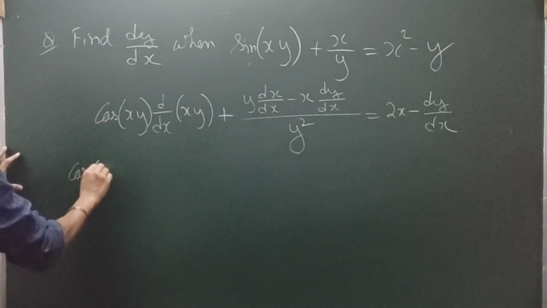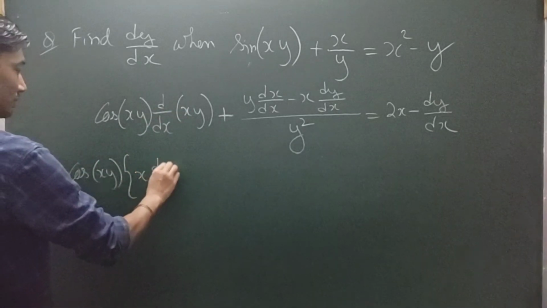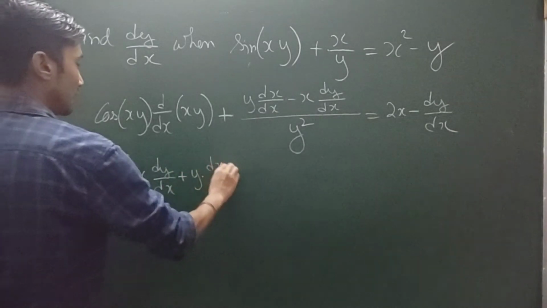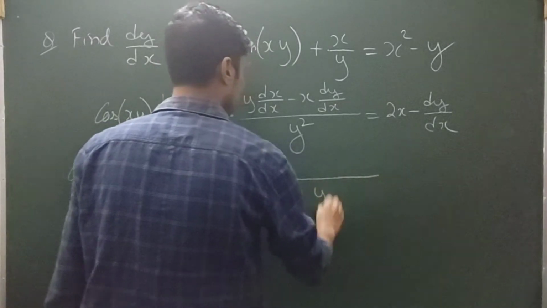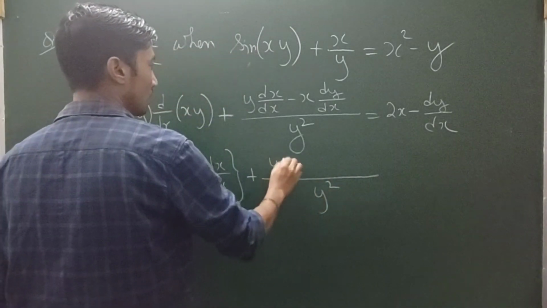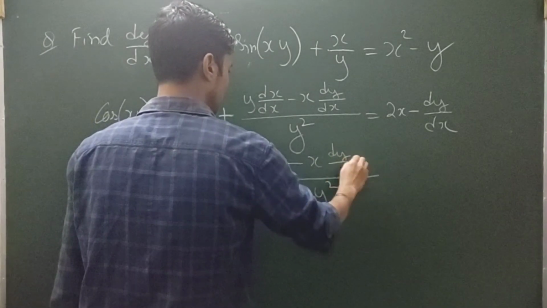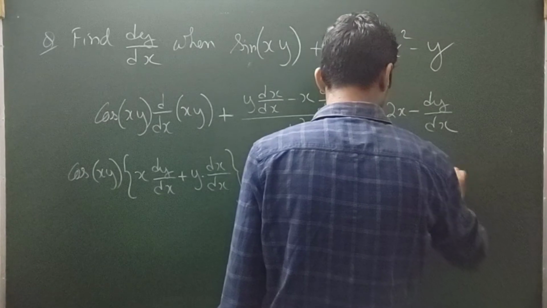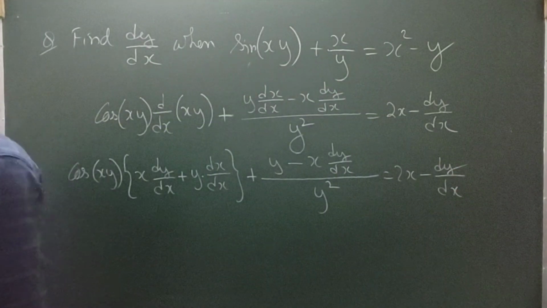So cos of xy, here of course we'll have to use product rule, x into dy by dx plus y into dx with respect to x, plus y square, this is y, x with respect to x is 1, minus x dy by dx is equal to 2x minus dy by dx.